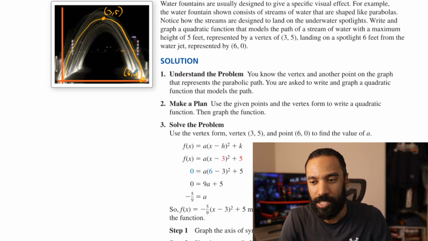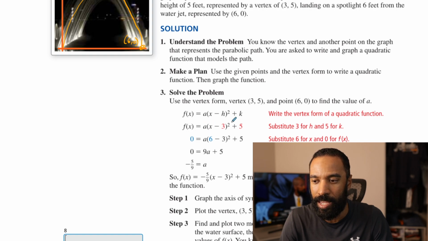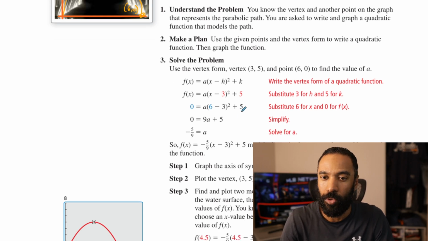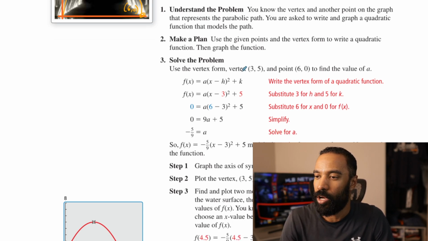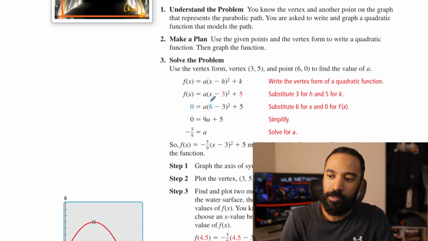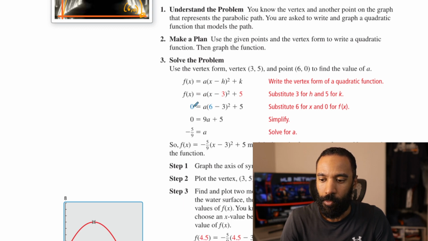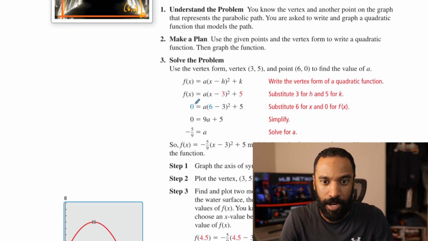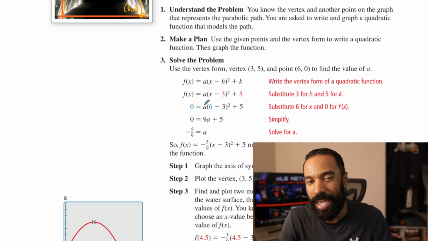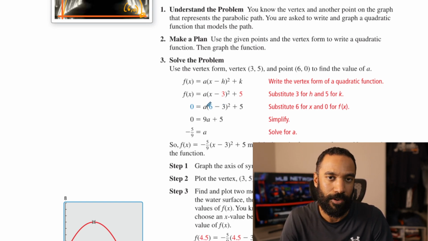So we can plug 6 in for x and 0 for y with an equation that we already have, 3 and 5 here, based on just how vertex form looks for a quadratic. So there's the beginning. f of x equals, or y equals, a times x minus 3 quantity squared plus 5. Let's substitute 6 for x and 0 for y because it represents one of the infinite numbers of solutions that we have here. And this one will give us a specific a value that represents this scenario.